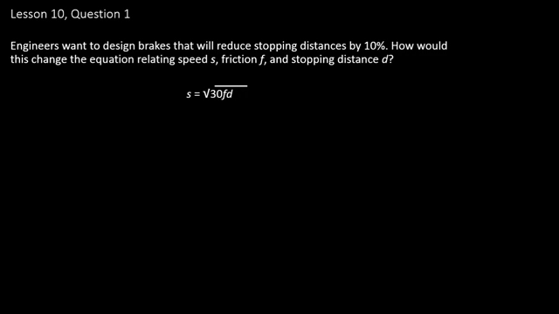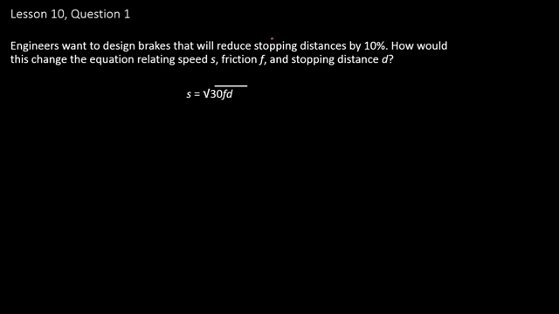Let's talk about Project 2, Lesson 10. Engineers want to design brakes that will reduce stopping distance by 10%. How would this change the equation relating speed S, friction F, and stopping distance D? So we need to figure out how reducing the stopping distance would change the equation that engineers use to determine speed, stopping distance, and coefficient of friction.